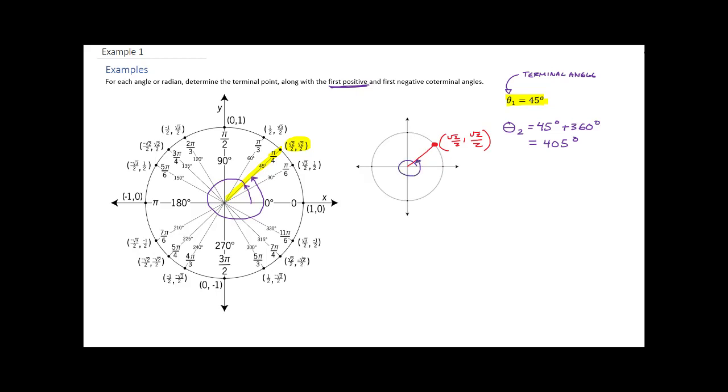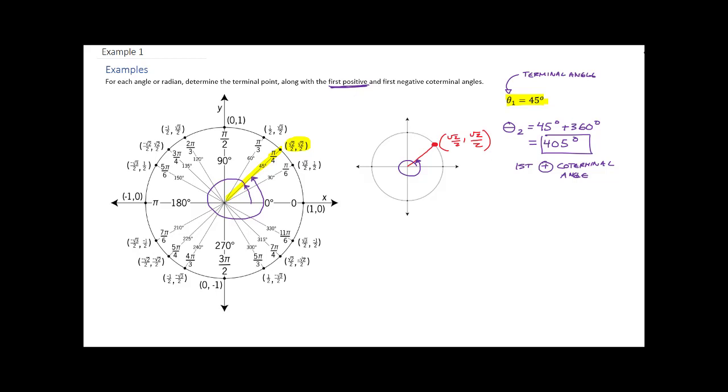There we go. Now, there's the first positive coterminal angle. So let me just write that here. This is our first positive, I'll just put a little circle around it, coterminal angle. All right, let's find the first negative coterminal angle. So how are we going to do that?